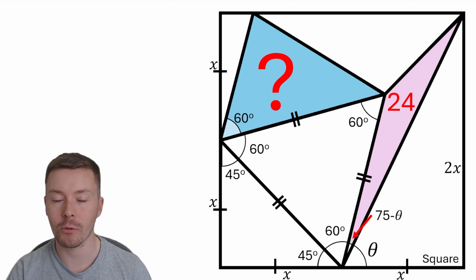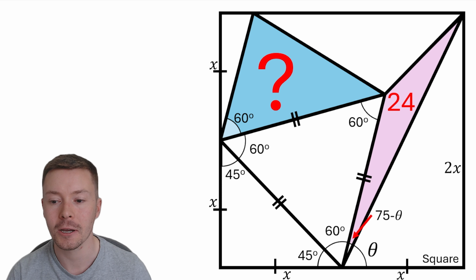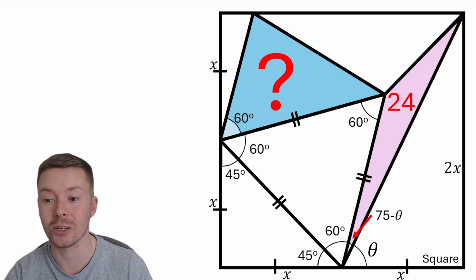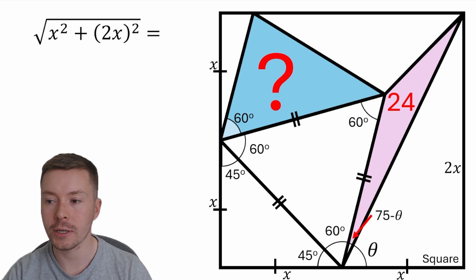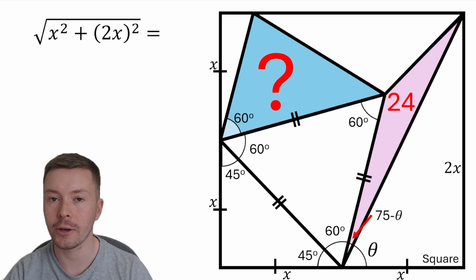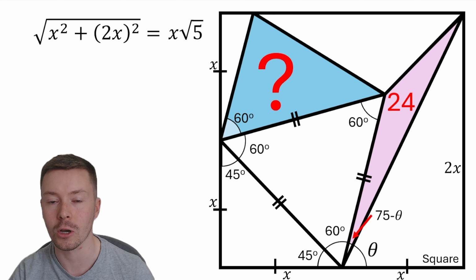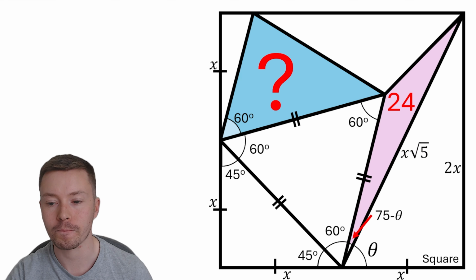And I can work out this angle that I've just marked on the diagram as 75 minus theta, because we know that angles on a straight line have to add up to 180 degrees. I've then worked out this hypotenuse here by doing x squared plus 2x all squared and square rooted, and that gives an answer of x root 5. So let's put that on the diagram.